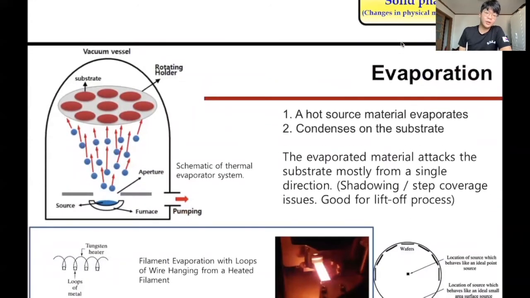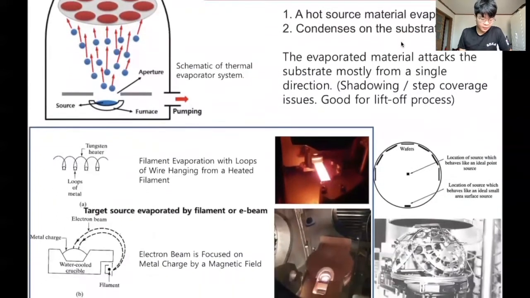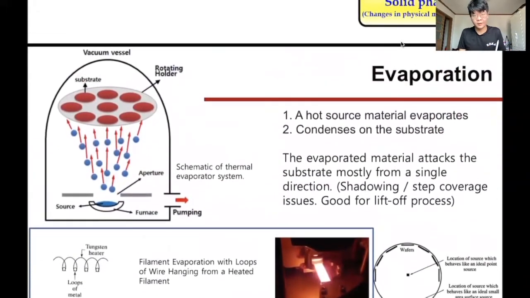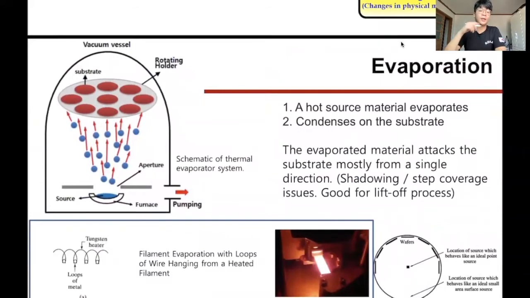First, evaporation. There is a crucible for the target materials, and then we heat it up using tungsten heaters or something as the heat source. We change the phase of the target materials to gas, and then on the upper side, the target materials are deposited on the substrate in the natural way. They just evaporate, and the target material sticks onto the substrate.